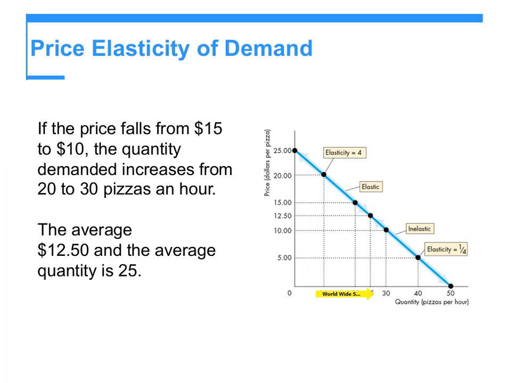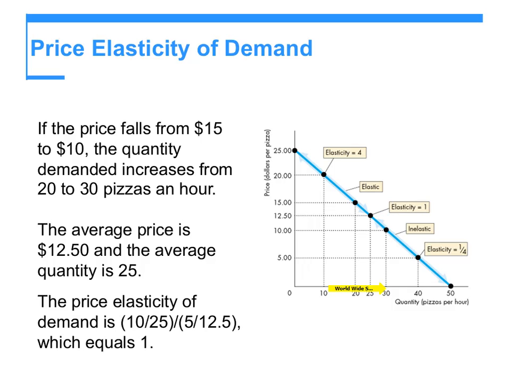So if you want to calculate what we'll get, the average price is 12.50 as you can see here, and the average quantity is 25 as you can see here. So very simple, without looking at the answer, 15 to 10, the change is 5 divided by 12.50. This is the change in price, and we have the change in the quantity, which is 20 to 30, 10 divided by 25. 10 divided by 25, divided by 5 divided by 12.50.